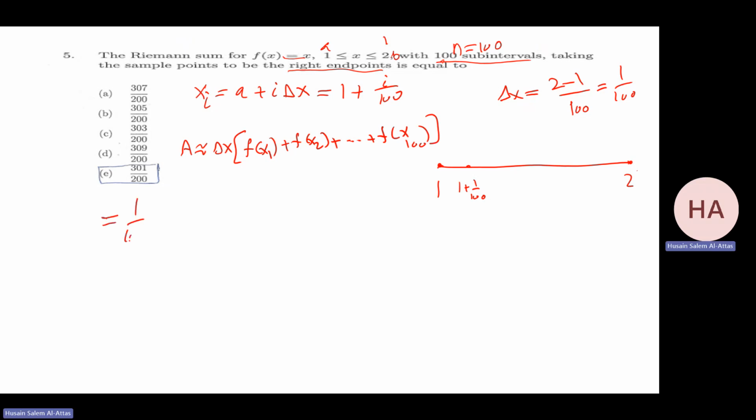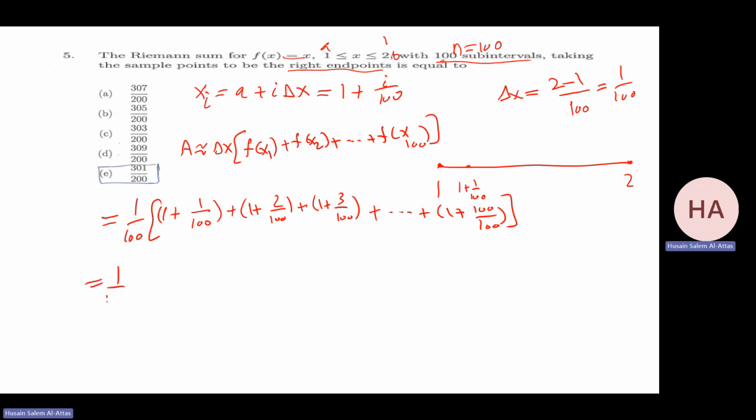Okay, which is what? 1 over 100 times what? f of x1 will be 1, be careful now, 1 plus 1 over 100, plus 1 plus 2 over 100. Don't do the calculation, leave it like this. Plus 1 plus 3 over 100 to show you what will happen. Plus blah, blah, blah, plus 1 plus 100 over 100. And in other words, this is 1 over 100 times 1 plus 1 plus 1 plus 1. It's like summation. I can do it as summation. Summation i equals 1 to 100 of 1 plus summation i equals 1 to 100 of i over 100.